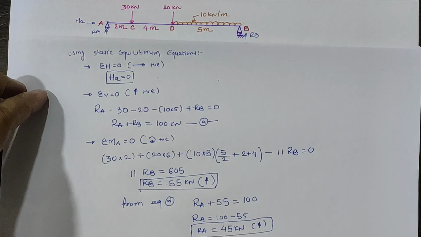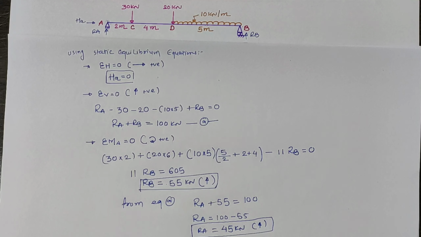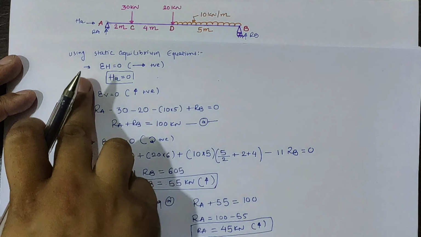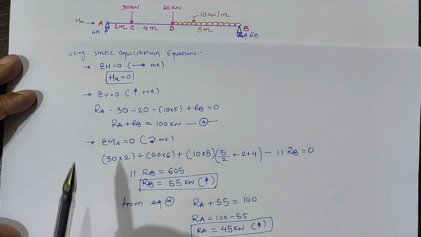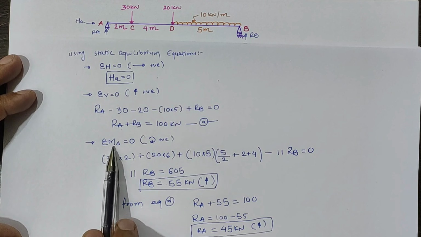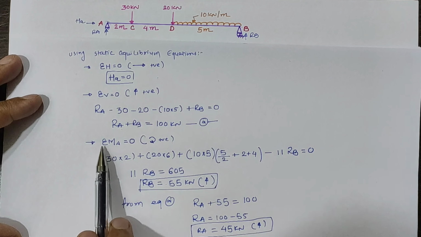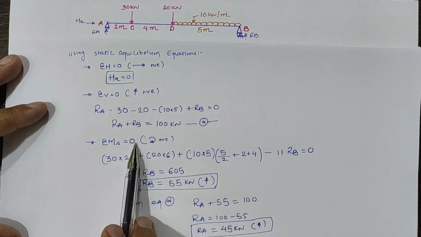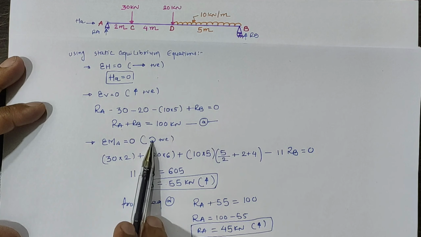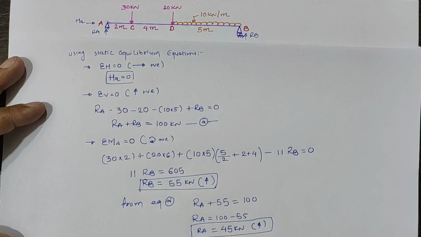So for the calculation of reactions according to the load, we have to use the static equilibrium conditions: algebraic summation of horizontal force is 0, algebraic summation of vertical force is 0, and algebraic summation of all the moments at any point is equal to 0, where clockwise moment is positive and anti-clockwise moment is negative. Now let us go to the shear force and bending moment calculation.